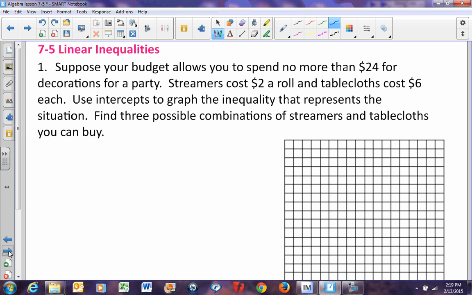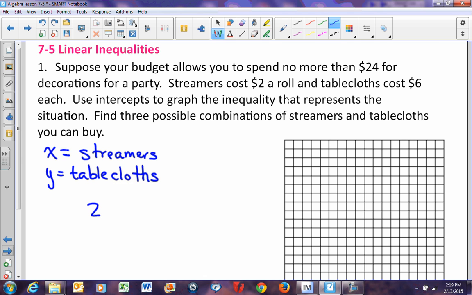Okay, so if we need to write some equations, it would be to our advantage to make sure we have some variables. So I will define my variables. I'm going to let x equal streamers. And I'm going to let y equal tablecloths. Alright, and it says that we can spend no more than $24. So our equation should be based on money.